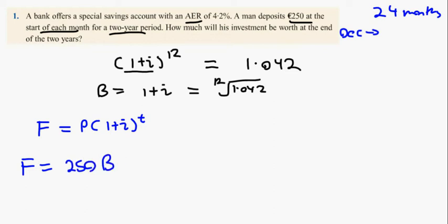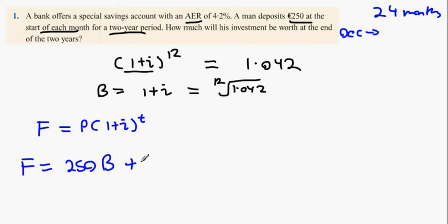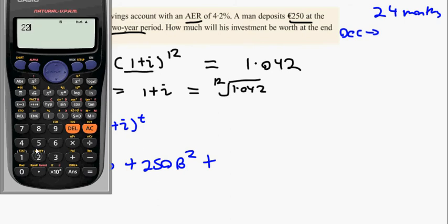Now this 250 by B shows you that it accumulates 1 month's worth of interest, so this accumulates 85 cents. The second last payment is going to be in there for 2 months, so B to the power 2. And like the previous example, this €250 is going to accumulate 2 months' worth of AER, which is going to be 251.72.